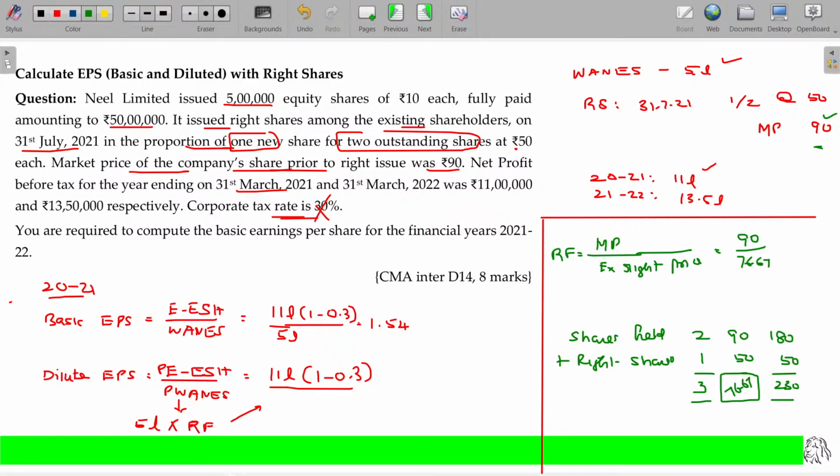You divide that market price by 76.67. What is the ultimate value? 1.1739. This is the right factor. So I have to multiply the number of shares with this right factor, 1.1739. 5 lakhs into this one. That too, this issue happens on which date? 31/7/21. You have to use the weighted average also. You have to use the weighted average number of shares concept here.